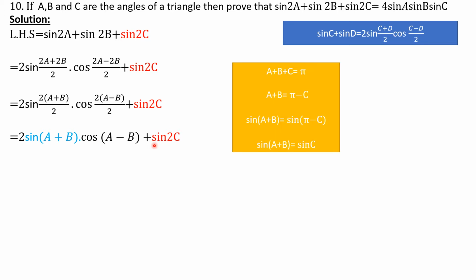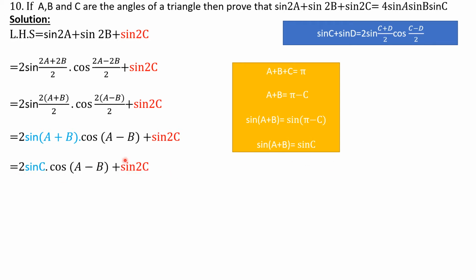Then again by question, A, B and C are the angles of a triangle. It means A plus B plus C is equal to pi. We can write this as A plus B is equal to pi minus C. Then operating sin on both the sides, we are getting sin (A plus B) is equal to sin (pi minus C). And we know sin (pi minus C) is sin C. So ultimately sin (A plus B) is sin C. So we can replace this sin (A plus B) by sin C.